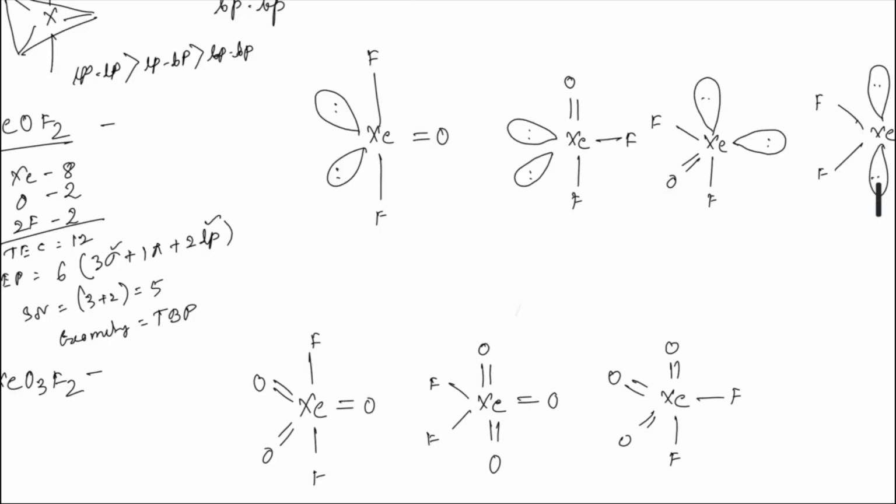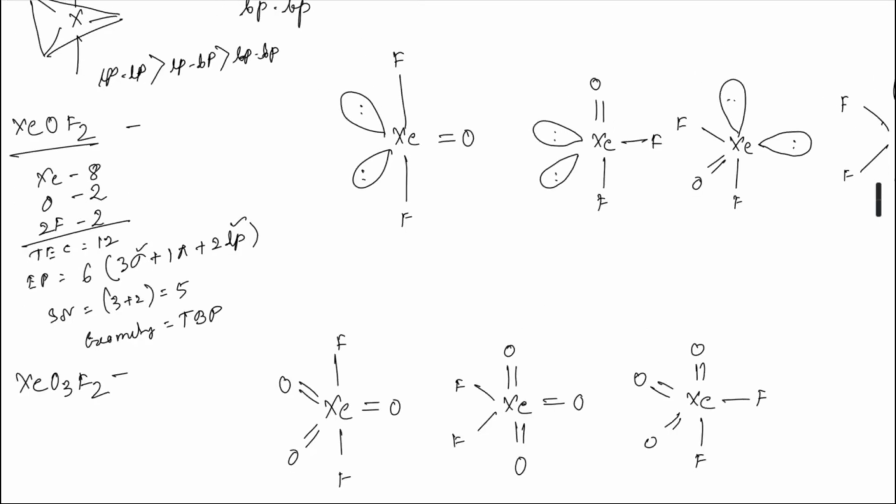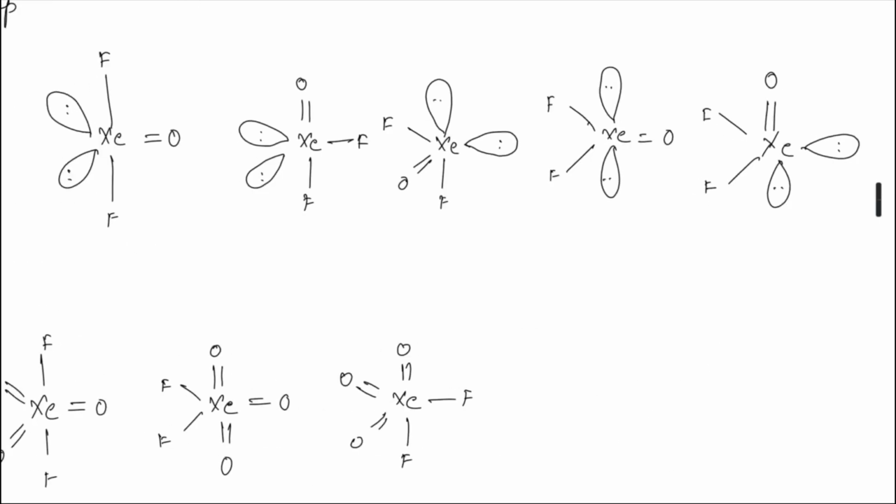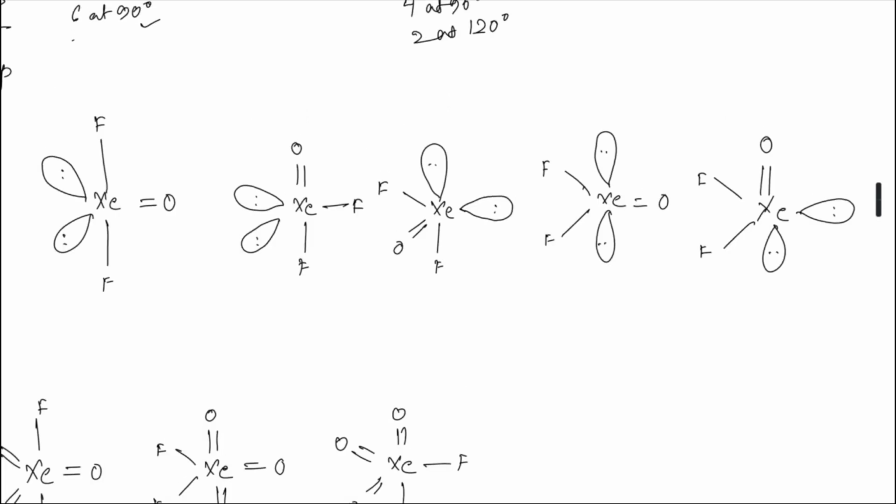Now in TBP geometry, for this case of XeOF2, 5 geometries are possible, as you can see: A, B, C, D and E.